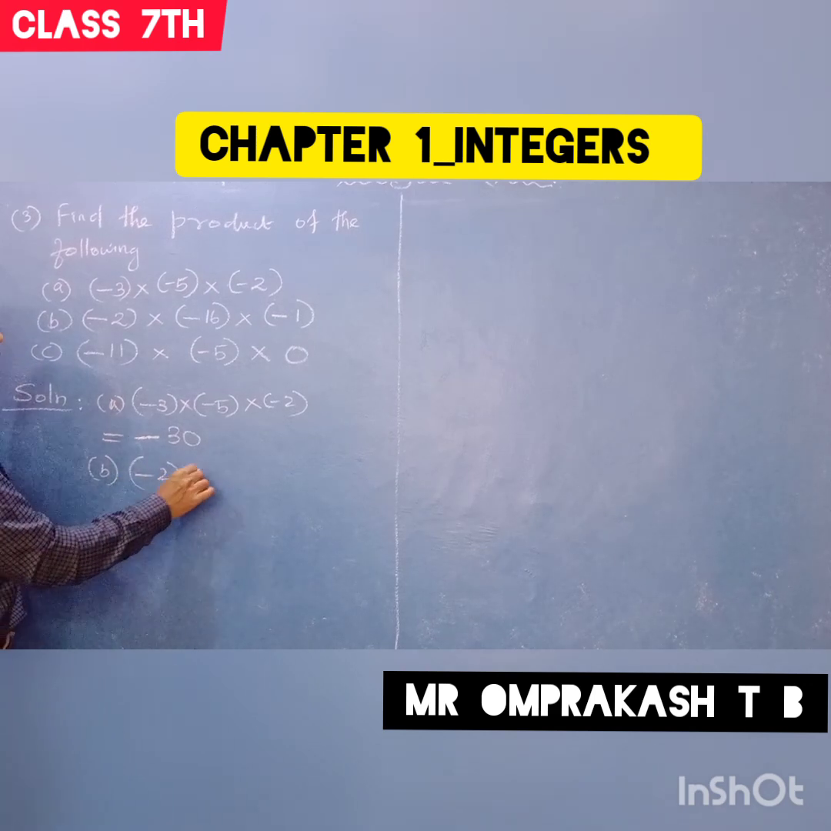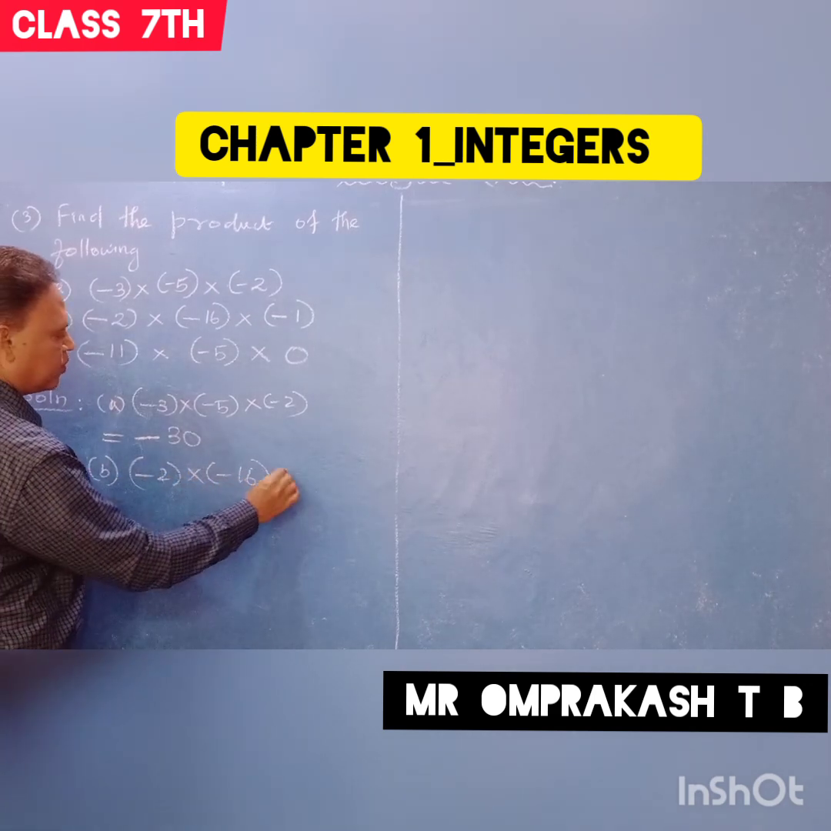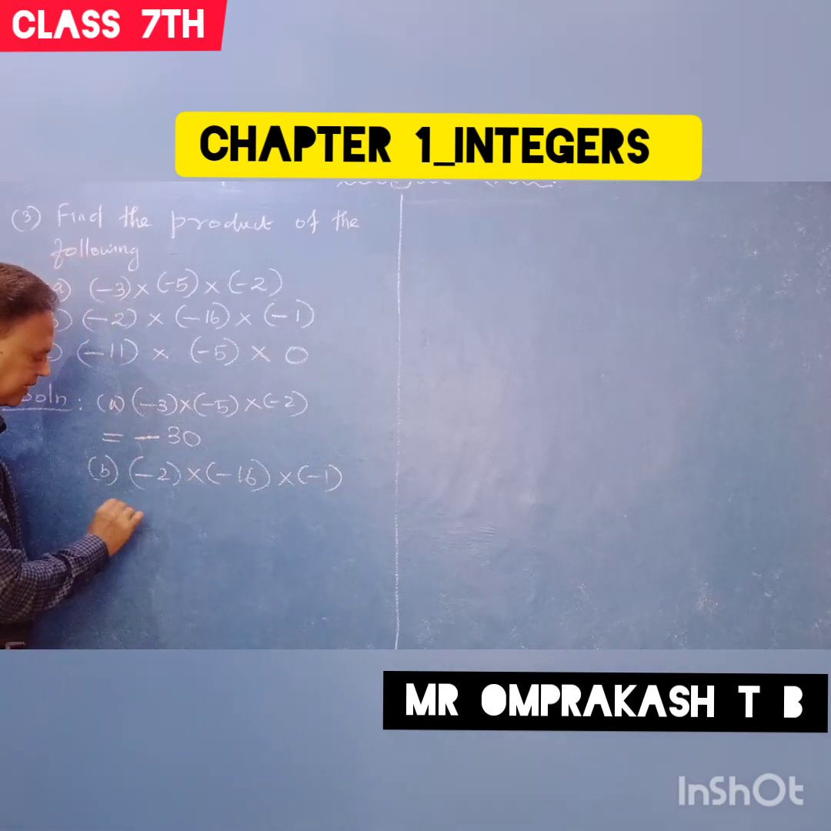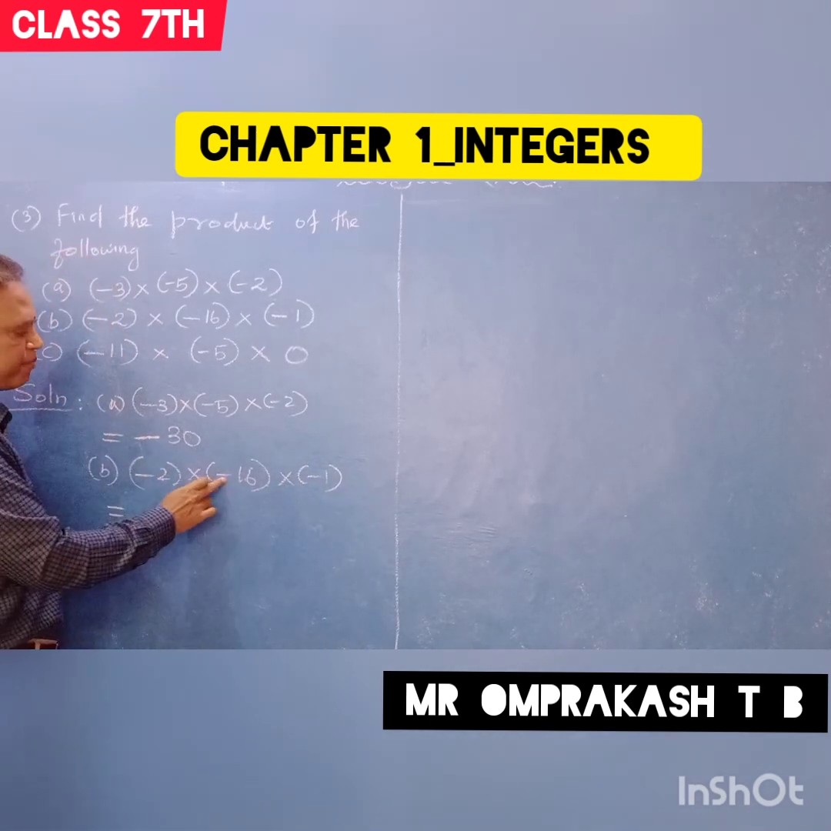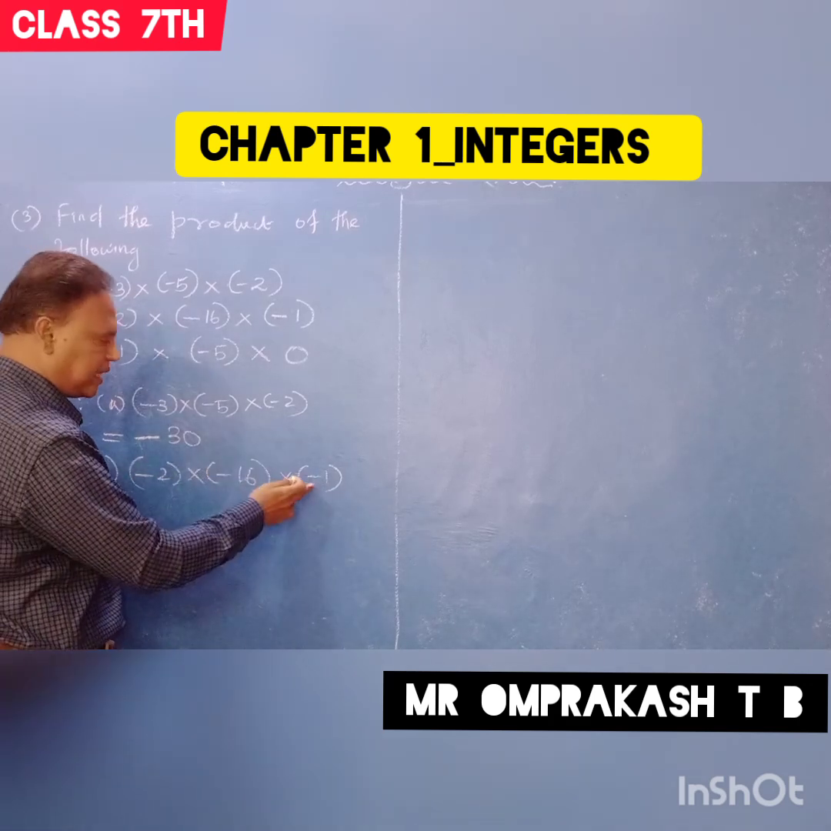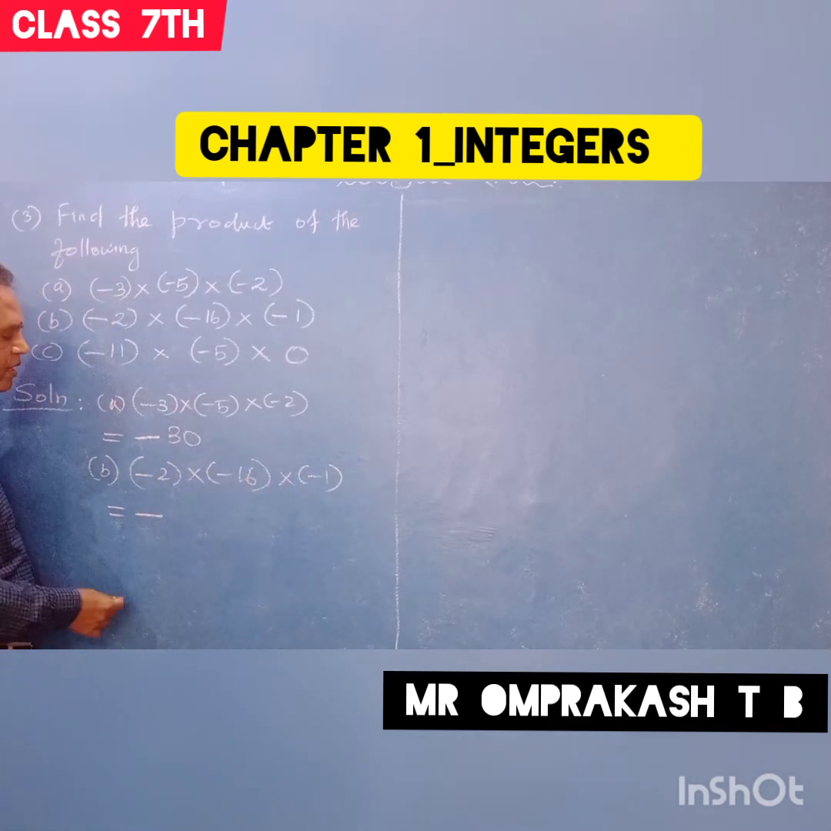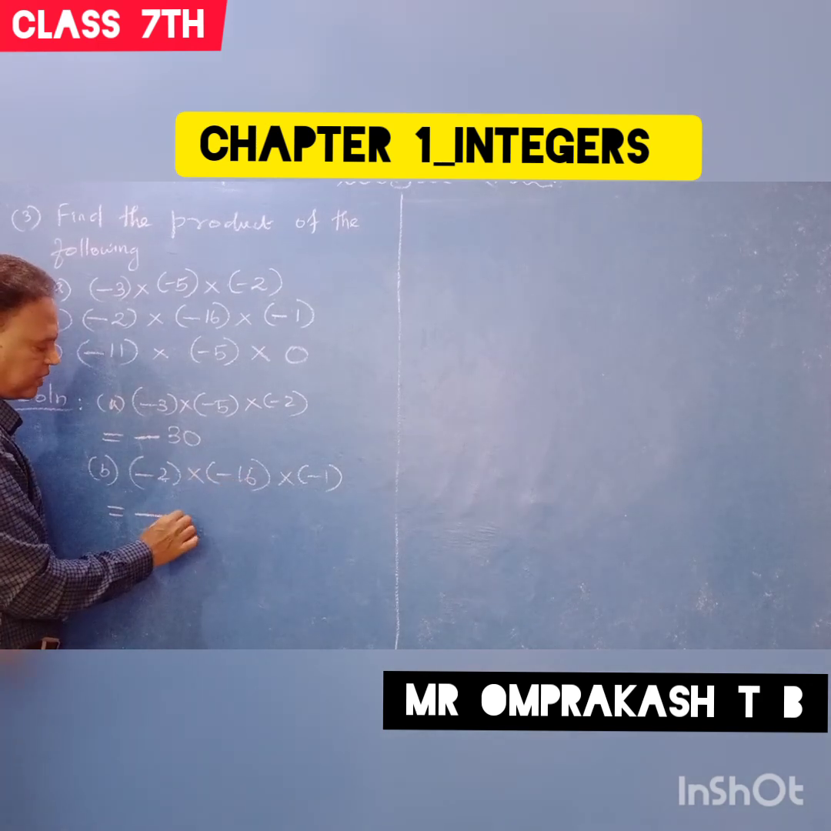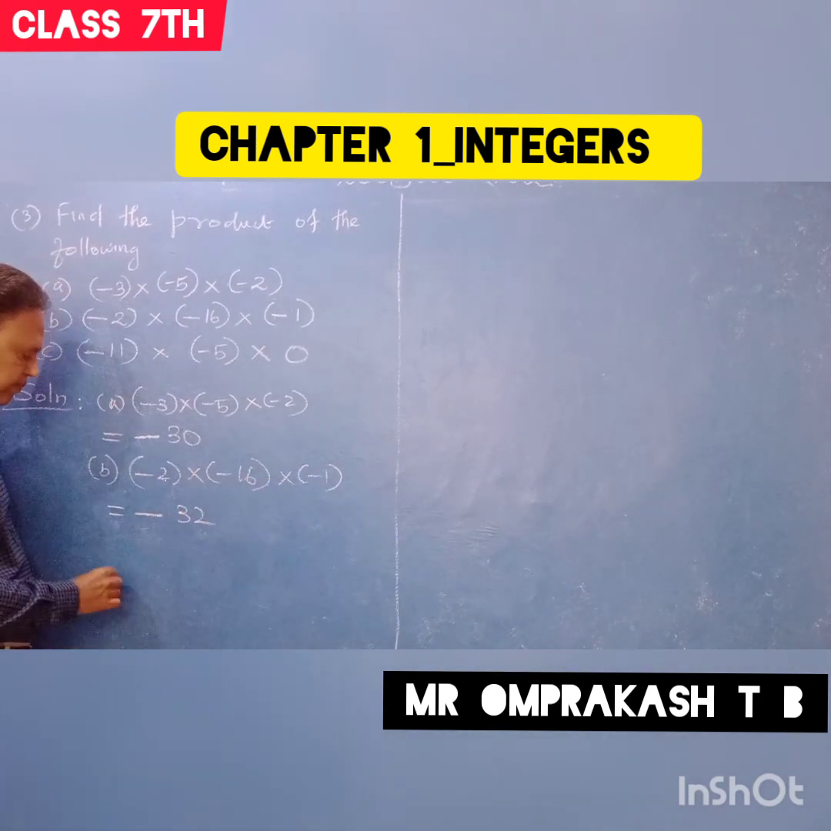Minus 2 into minus 16 into minus 1. That is here also same way. 3 times minus symbol is there. Right. Minus into minus, plus. Plus into minus, minus you write. Okay. Now 2 into 16, 32. Into 1 same. That's all.